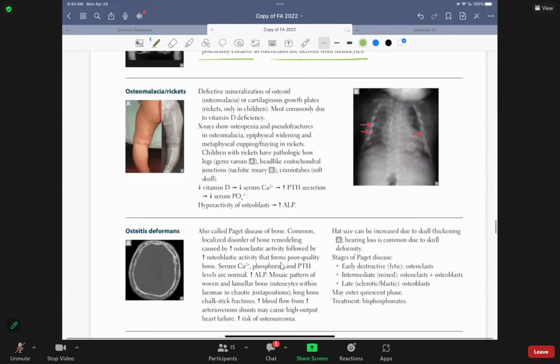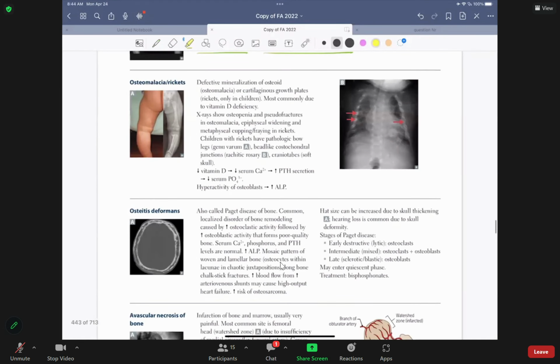Now next we're going to go to osteitis deformans. Another name for it is Paget disease of the bone. A lot of my students told me that in the exam they had a question and were like, I'm sure it's Paget disease, but I didn't have an option. If you didn't have an option of Paget disease, the answer is osteitis deformans. That's a newer name for it, and a lot of them don't know that. So that's Paget's disease of the bone.